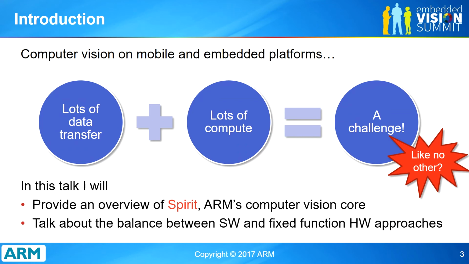So I want to talk about a couple of different fundamental ways of doing vision on embedded and mobile platforms. I'm going to talk about the fixed function accelerator type, and I'm going to use our Spirit IP as an example there. I'm going to talk a bit about how Spirit works, how it fits in, how efficient it is. But I'm going to compare that with doing it the software way and just see where some of the trade-offs are.